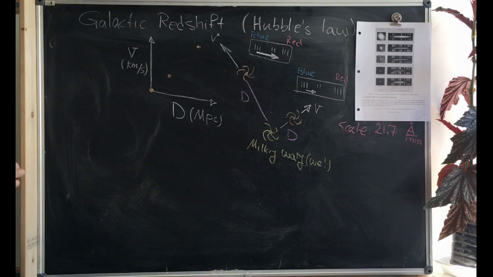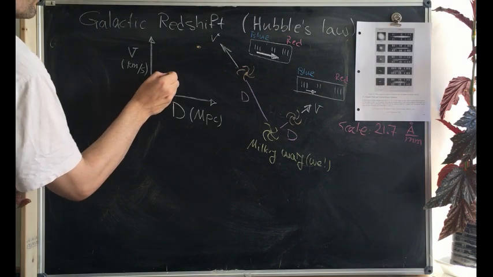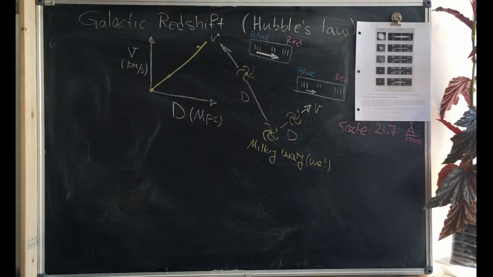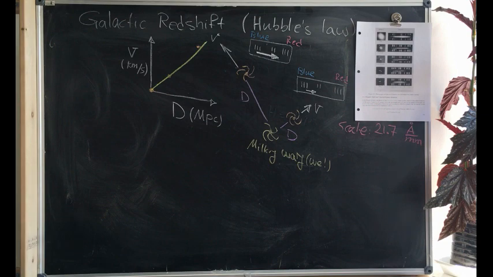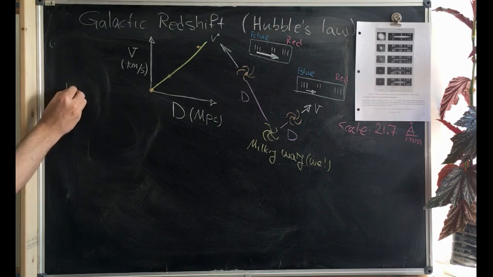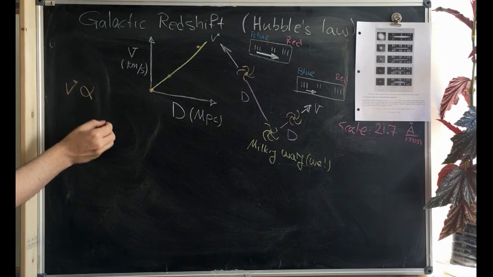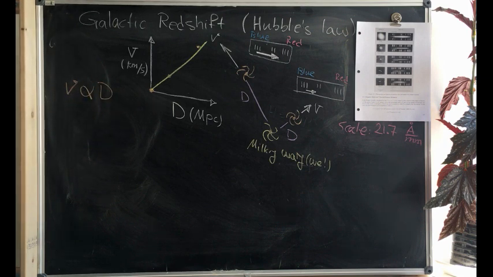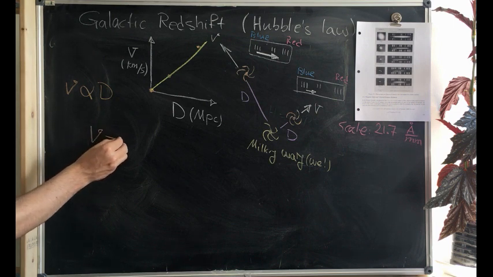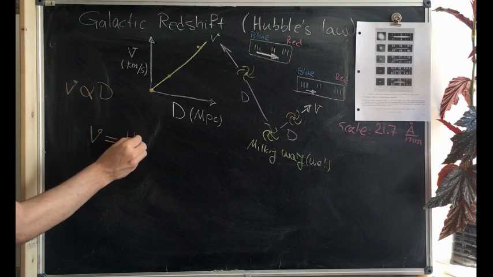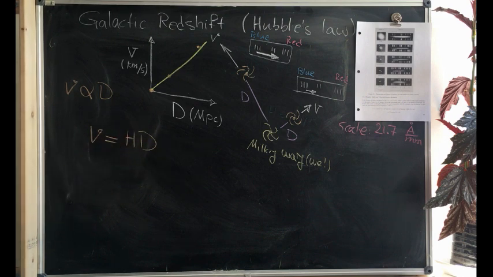So we have these points, and it looks like a line. It means velocity is proportional to distance. The further they are, the faster they move away. So we can use this proportionality, but we can go further. We can add a constant to find the relationship between velocity and distance. So velocity is equal to h times d.